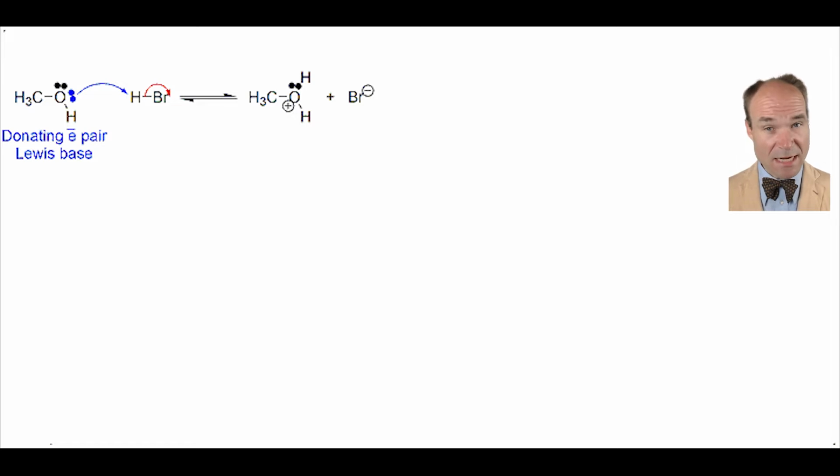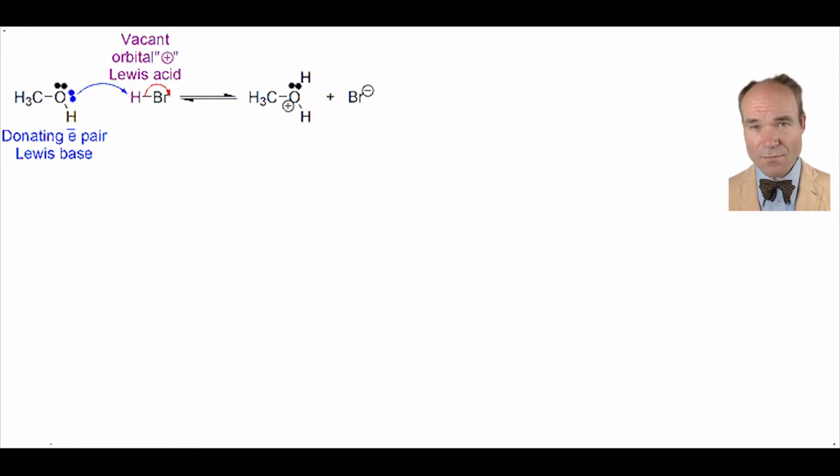When we look at hydrobromic acid, the consequence of the red arrow movement is that we break the bond between the hydrogen and the bromine, and a negative charge builds up on the bromine, whilst a positive charge builds up on the hydrogen. The positively charged hydrogen is a proton. And another way of thinking about a proton is as a vacant orbital that's characteristic of a Lewis acid. Hydrobromic acid in this form is a Lewis acid.